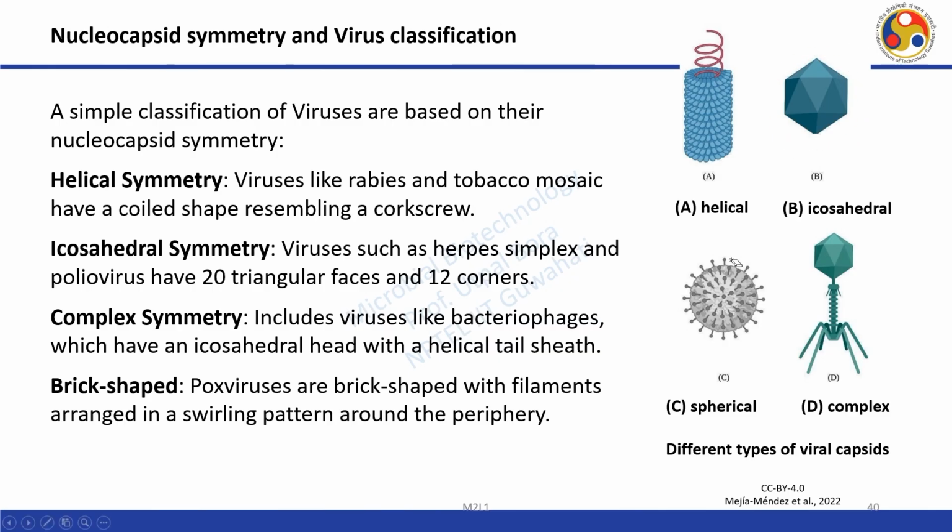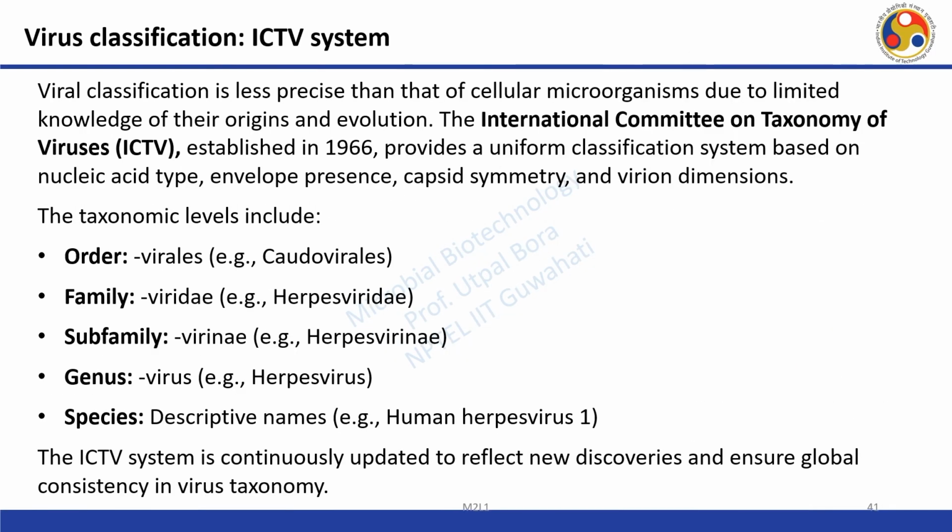Then we may have certain complex symmetry like these in D. So, these include viruses like bacteriophages, which have an icosahedral head, you can see on the top, and a helical tail sheath. Then we may also have brick-shaped viruses. For example, pox viruses are brick-shaped with filaments arranged in a swirling pattern around the periphery.